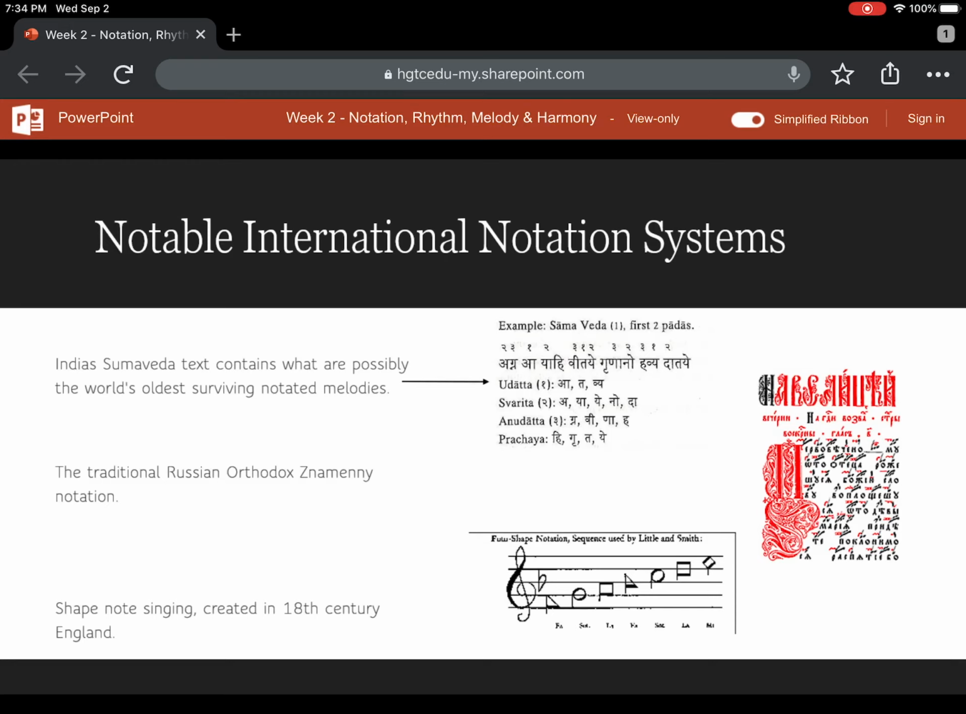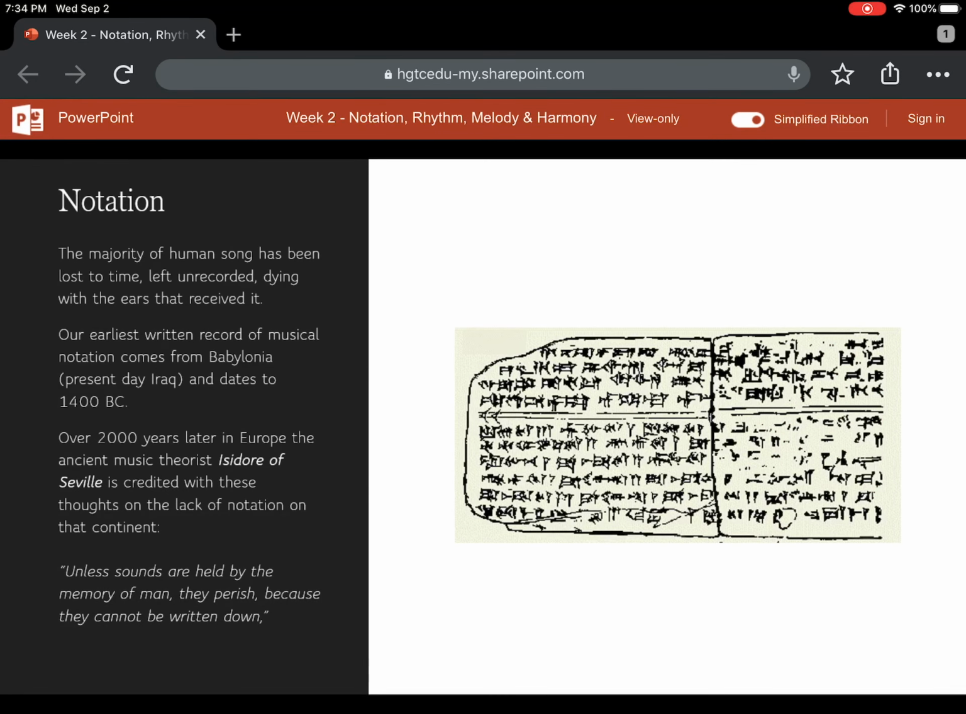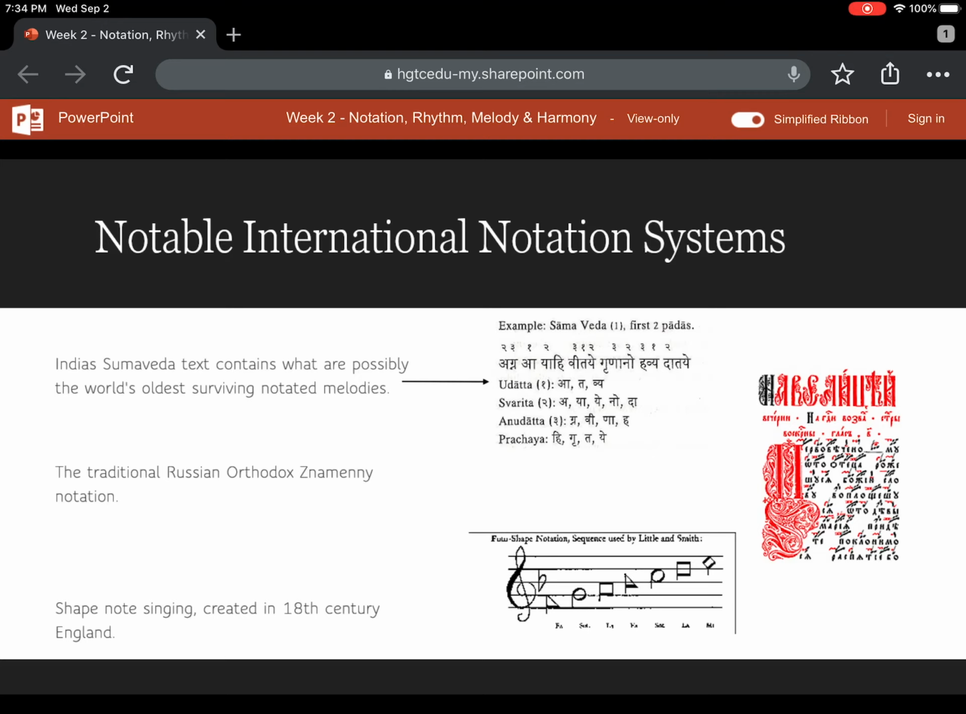Notable international notation systems. Actually, none of this is on the quiz, but I figured it's interesting to me, and so maybe it'd be interesting to you. If we go back, in Babylonia they had this slab into which they had chiseled symbols, and each of these symbols meant a different pitch or a different musical idea. As we move forward, we have different ways of illustrating that.